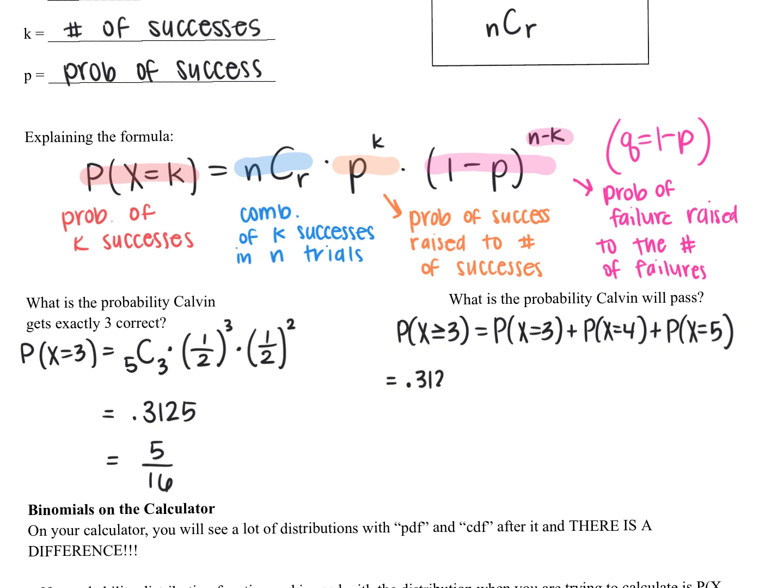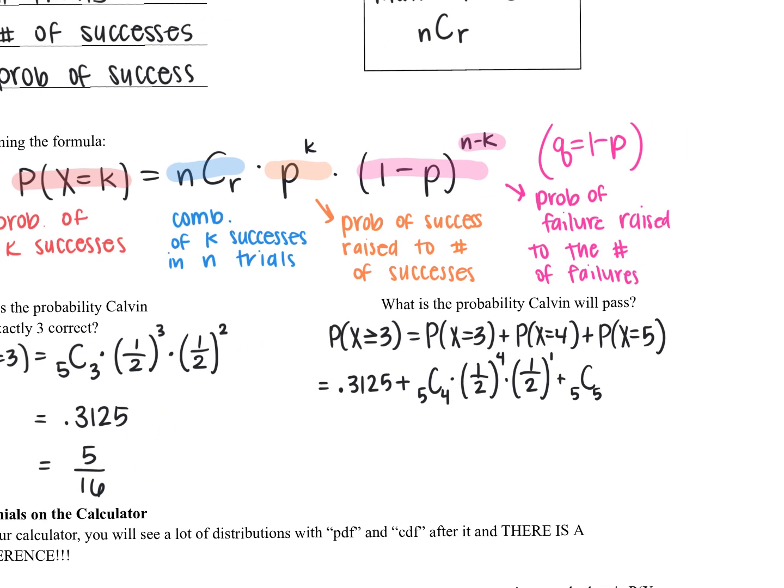That's the 0.3125. The probability that he gets 4 correct, 5 choose 4 times 1/2 to the 4th times 1/2 to the 1st, and then plus 5 choose 5 times 1/2 to the 5th times 1/2 to the 0. So that's where it can get time consuming, because if I had done greater than or equal to 2, I would have had to do even more. You still end up with 0.5, which is 1/2, just like we did on the previous example.